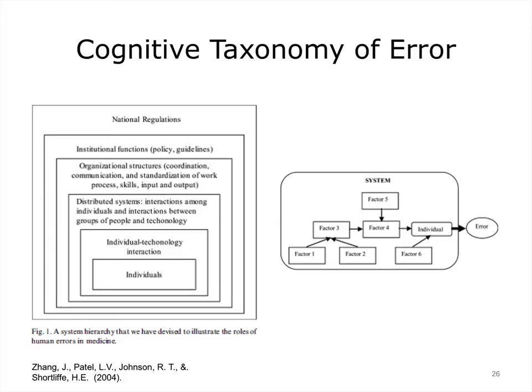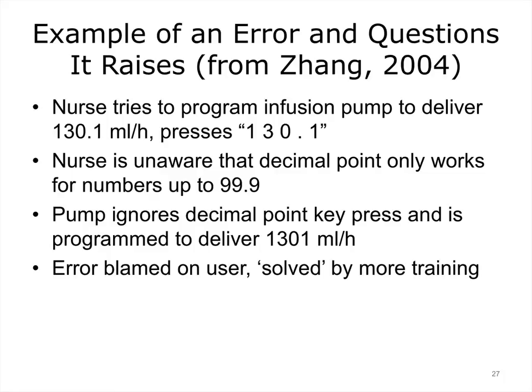The diagram at the right shows the interaction of different factors, not all of them directly connected to the individual, which eventually lead to an error. Example of an error and questions it raises, from Zhang et al. 2004. This error shows that while it may appear that the individual committed a major mistake, the entire system had alterable features which could have been modified to perhaps prevent it. Asking such questions is important in redesigning systems for safety.